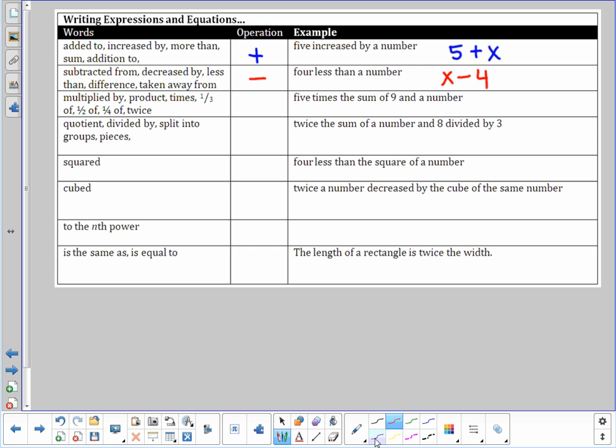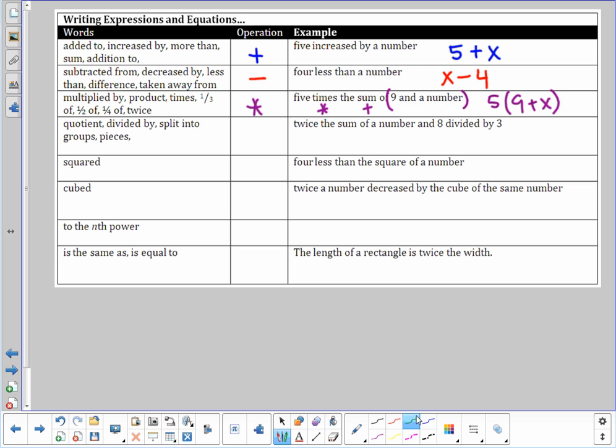The next one, multiplied by, product, times, a third of, half of, twice. All of those things mean multiplication. And then if I look at the example, it says 5 times the sum of a number and 9, or I'm sorry, the sum of 9 and a number. So 5 times, that tells me that I'm multiplying. Sum tells me that I'm adding, and I'm adding 9 and a number, so I need to put those things together in a group. Take 5 times that. So this looks like 5 times (9 plus x), some number that I don't know.